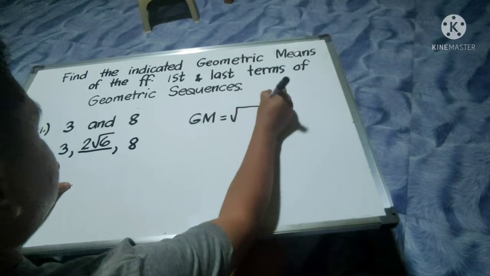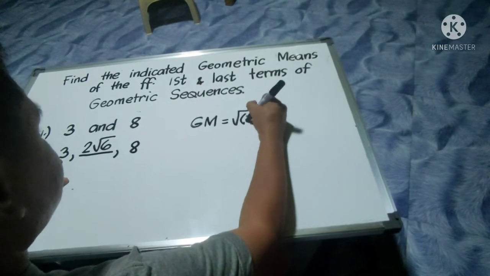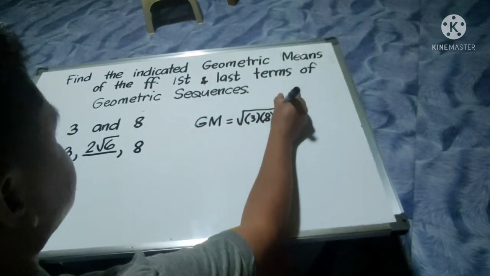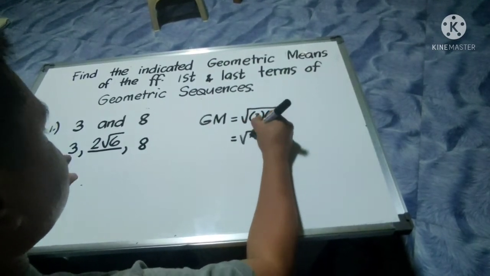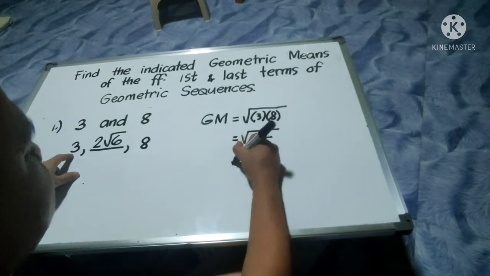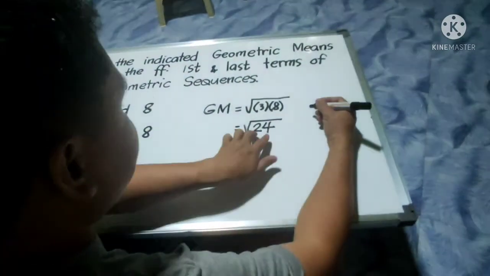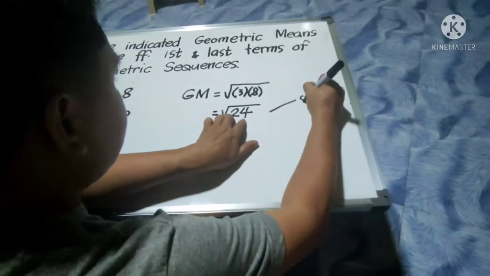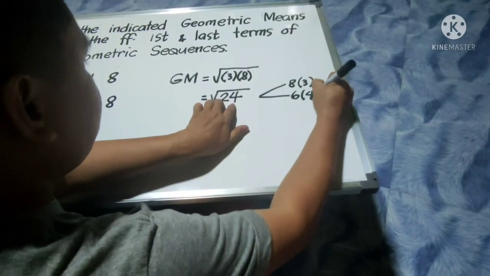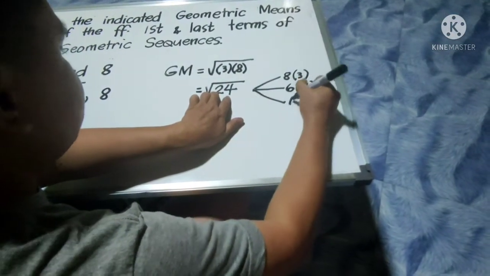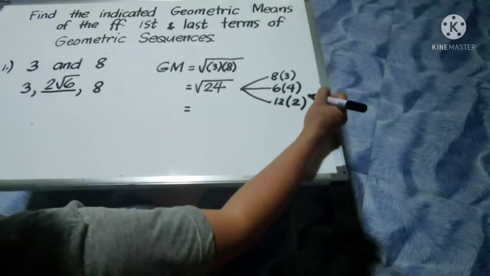This is how you will do it. Is it equal to the square root of their product? So 3 times 8, 3 times 8. So this is the shortcut, is equal to the square root of 24. We don't have a square root of 24. However, we can factor 24. The factors of 24 are 8 times 3. What else? 6 times 4. What else? 12 times 2. So these are the three pairs of factors for 24.